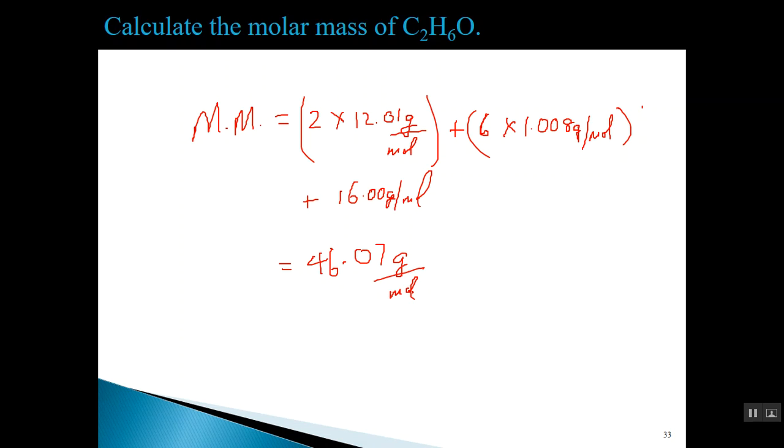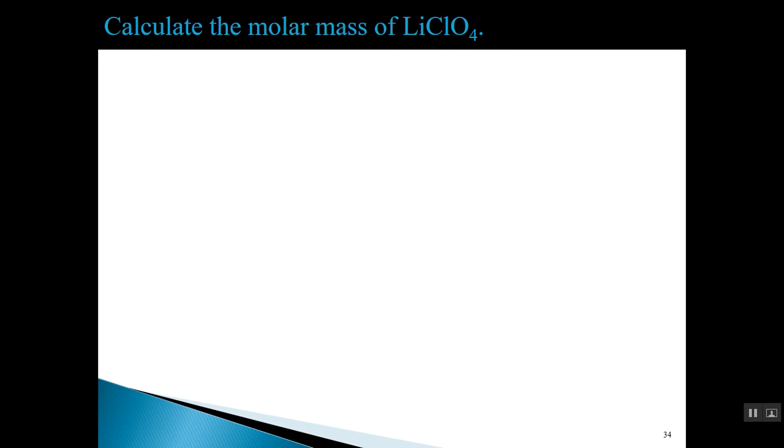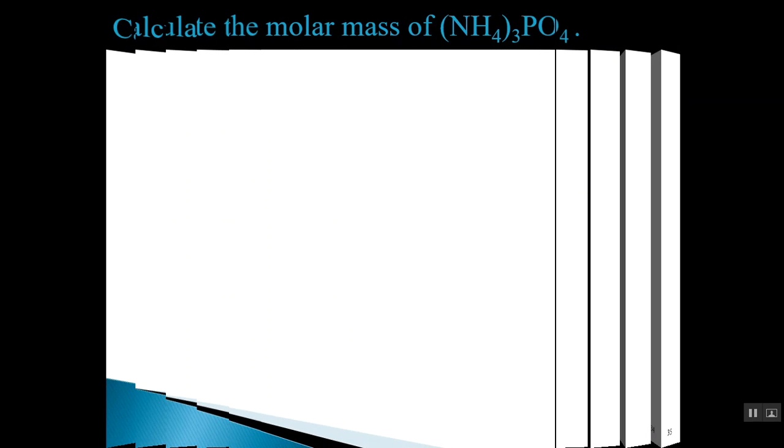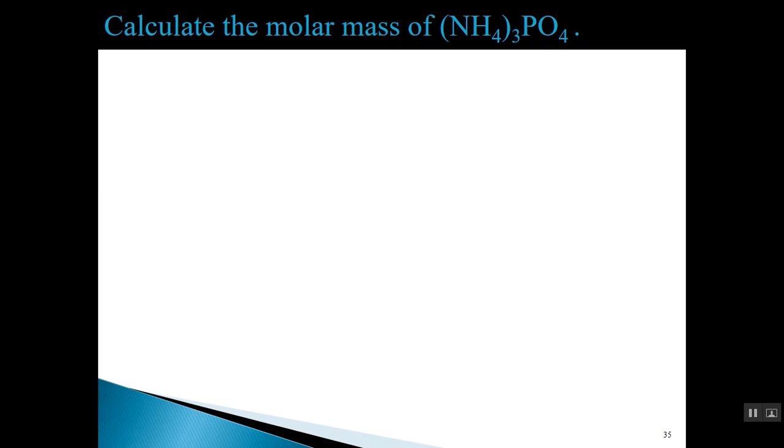Nothing too complicated here. So that's how you get the molar mass of any compound. Just simply add them up according to the formula. Add up all the molar masses of the respective elements according to the formula. And I won't go through this one. It's the same process in the case of ammonium phosphate.